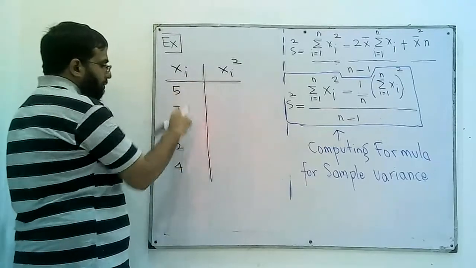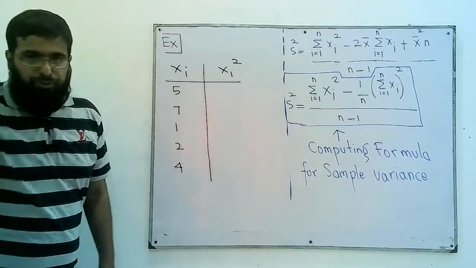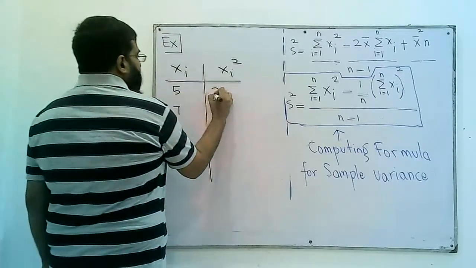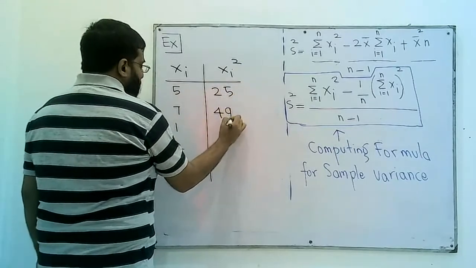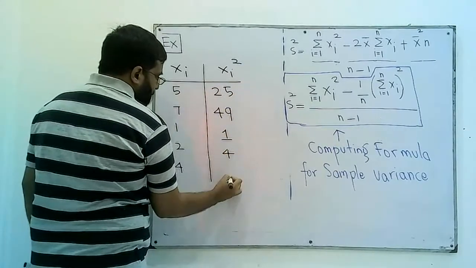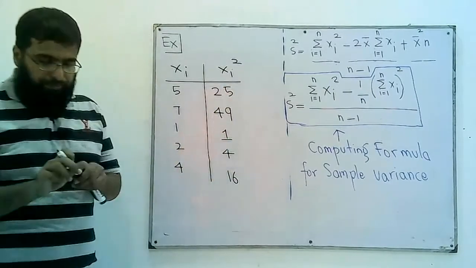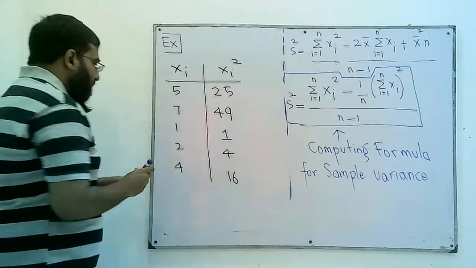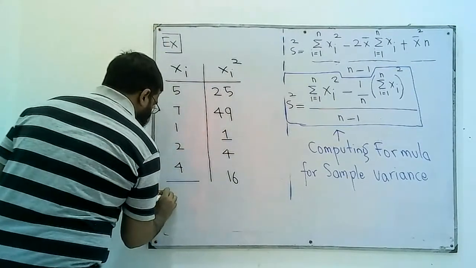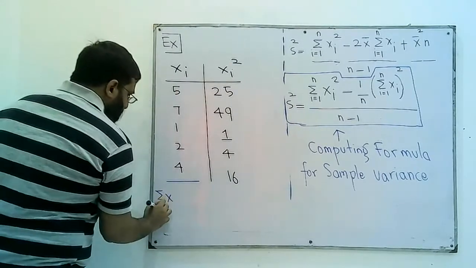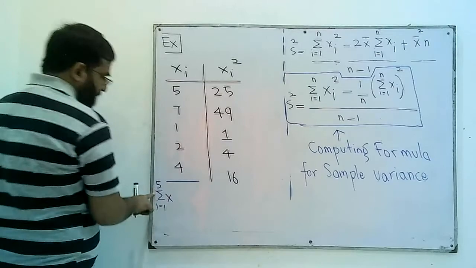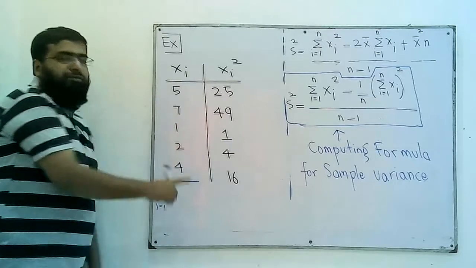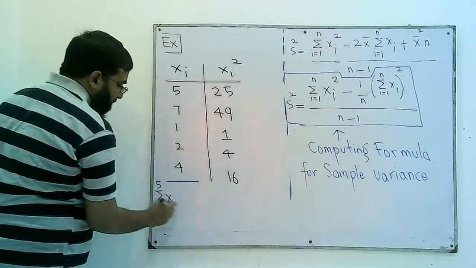Just write all the numbers given in your data set. That is your first step. The second step is very easy. Compute squares: 25, 49, 1, 4, 16. That's all. And then you have to put everything in the formula. But before you go there, you have to add them. This gives you summation from 1 to 5. Why 5? Why not n? Because we have 5 numbers here. n is 5. Therefore, we have replaced n with 5.